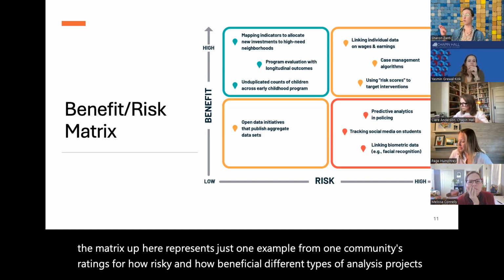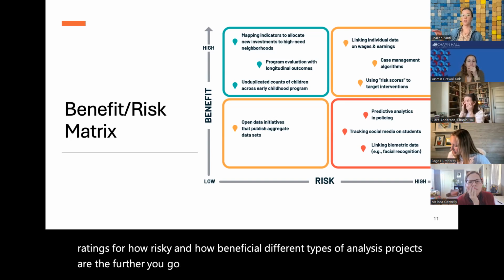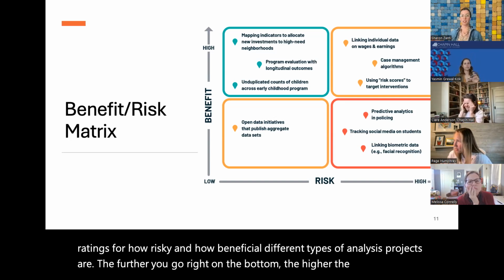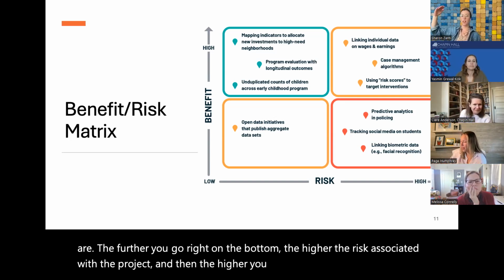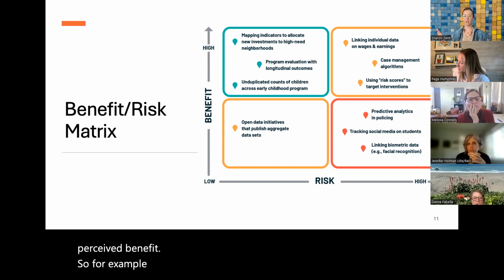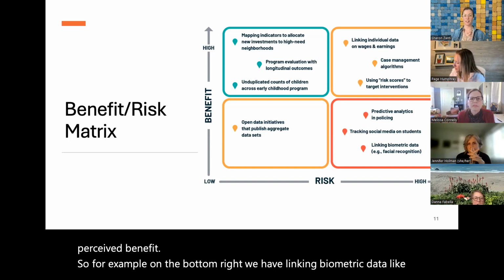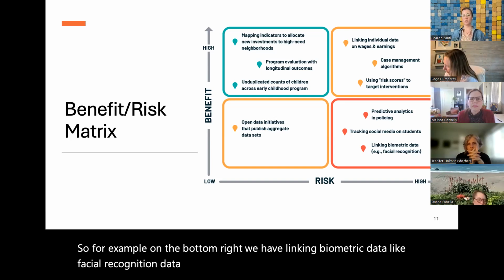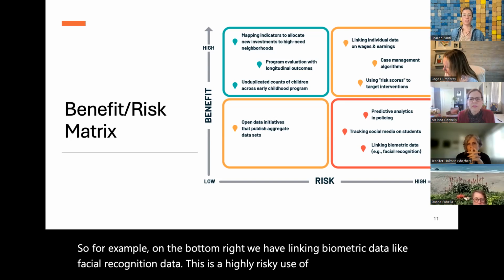The further you go right on the bottom, the higher the risk associated with the project. And then the higher you go up vertically, the higher the perceived benefit. So for example, on the bottom right, we have linking biometric data like facial recognition data. This is a highly risky use of data because it's very sensitive.